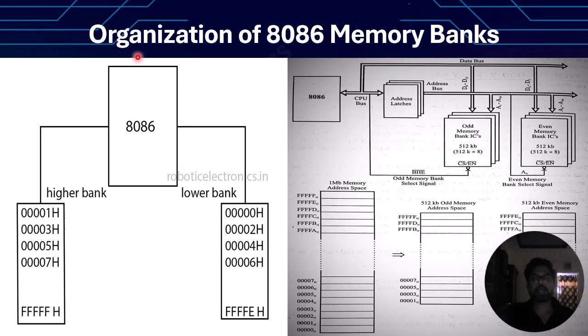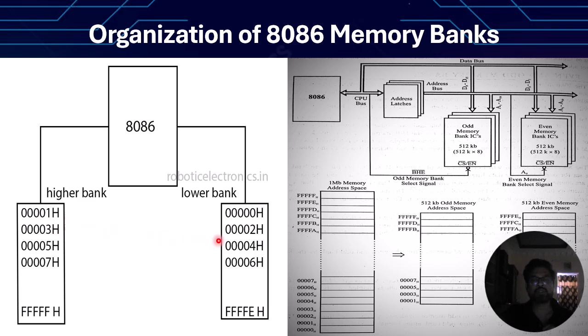Let us discuss the organization of the 8086 microprocessor banks. The total memory of the 8086 is 1 MB, which is divided as follows. The lower or even bank of 512 KB and the higher or odd bank of 512 KB. The address distribution is: even addresses are stored in the lower bank, odd addresses are stored in the higher bank. For example, address 00000H is stored in the lower bank, address 00001H is stored in the higher bank.